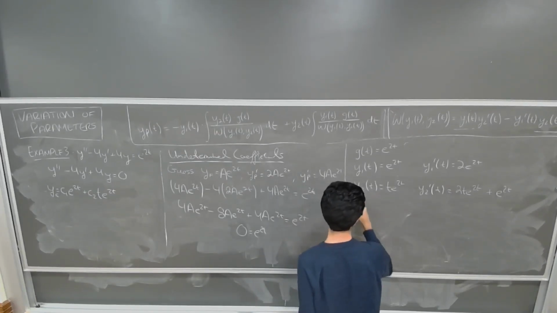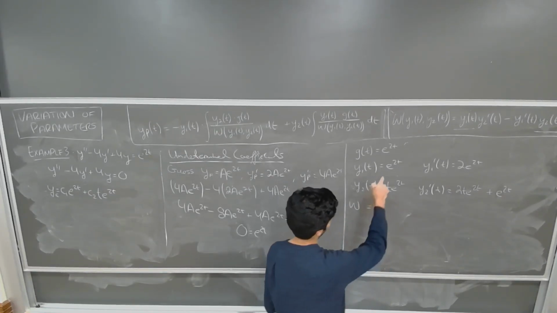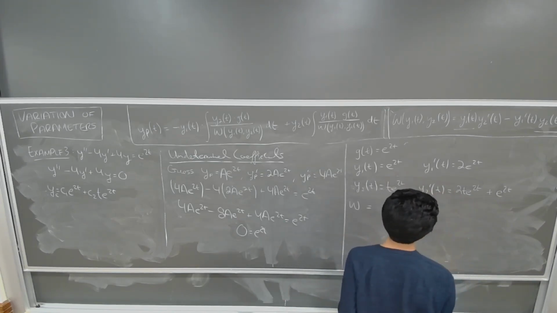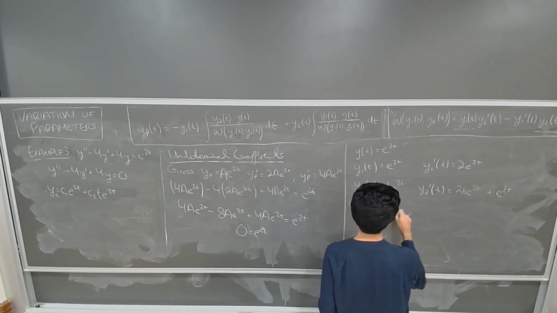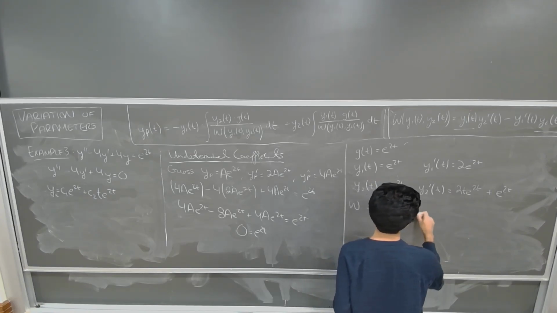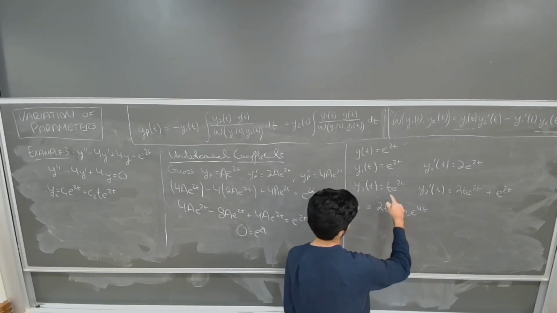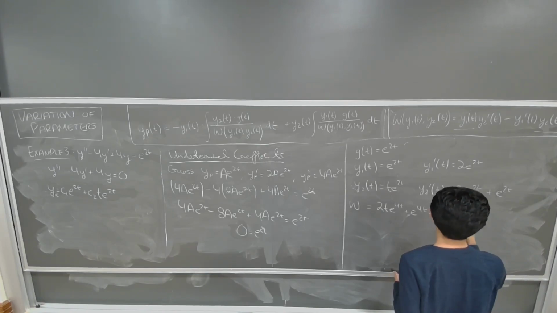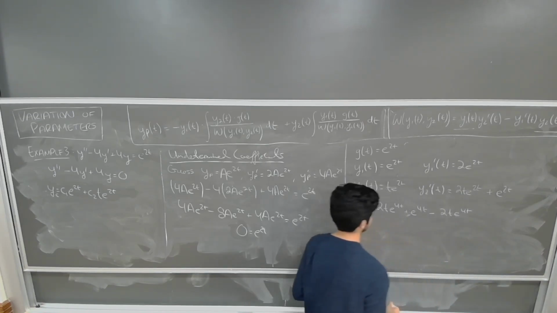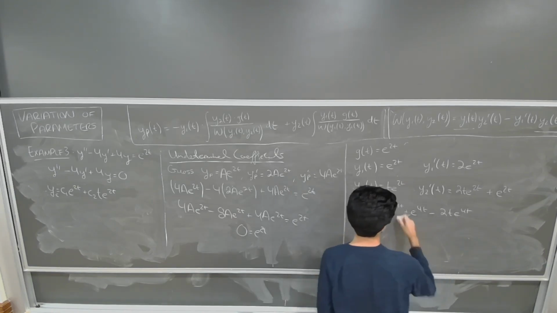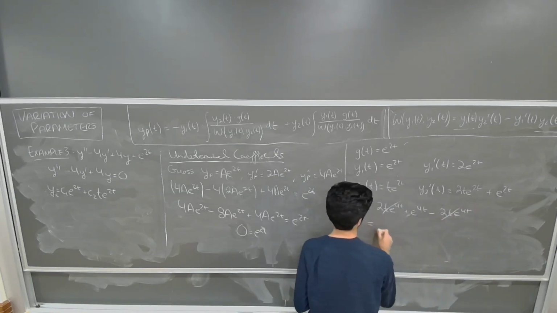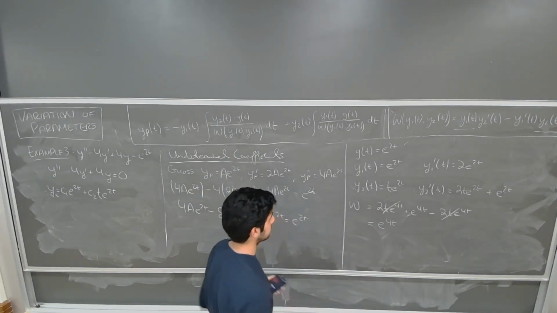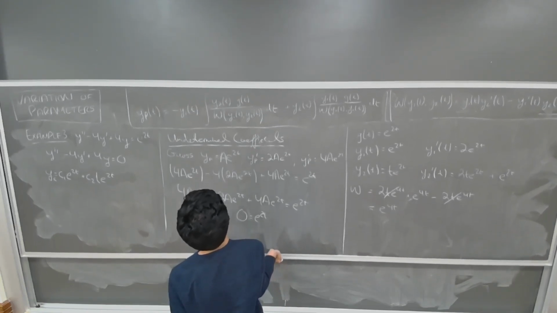And now for the Wronskian, we take y1 of t times y2 prime of t. So this goes with this, and we'll get 2t e to the 4t plus e to the 4t. And then we subtract the product of these two. Notice that the first and the third term cancel. So the Wronskian is simply e to the 4t. Now it's all about calculating our particular solution. So let's do it.